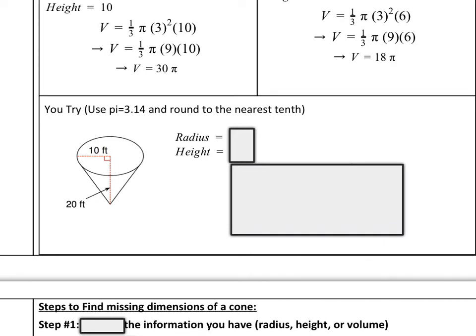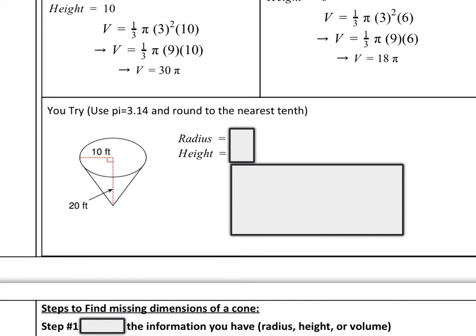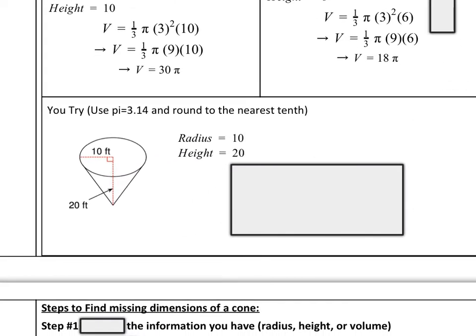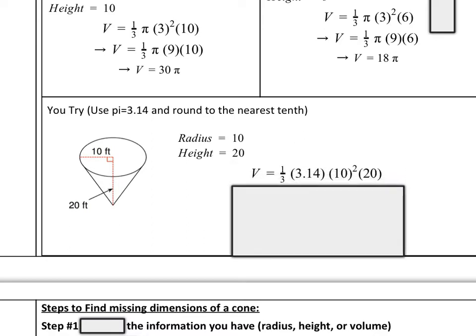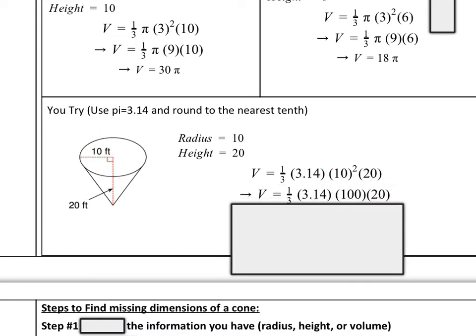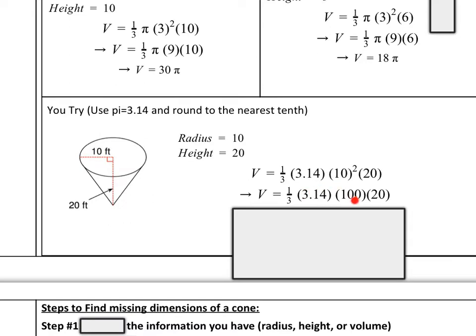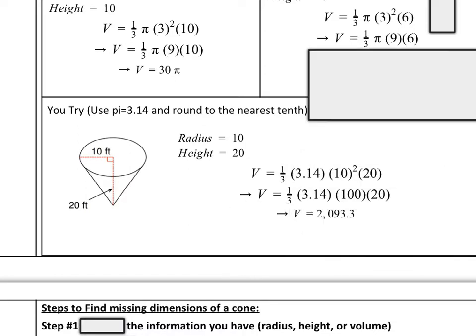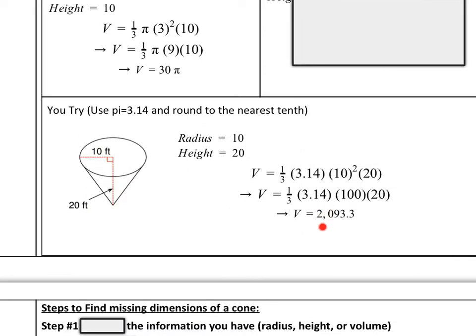All right, let's see how you did. Looks like our radius is 10 and our height is 20. Radius is 10, height is 20. If we plug that into our volume formula, we should have 1/3. Instead of pi this time, we use 3.14. Instead of r, we have 10. Instead of h, we have 20. We can square that 10 to get 100. Everything else is the same. And if we calculate that out using our calculator, we'll get about 2093.3, rounding to the nearest tenth.